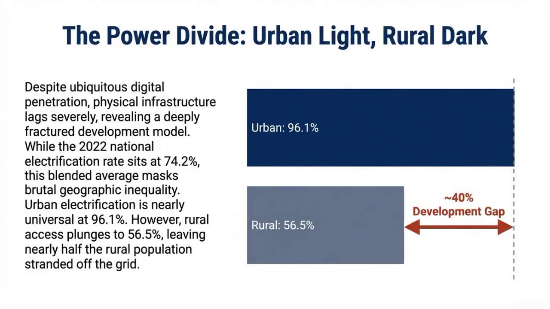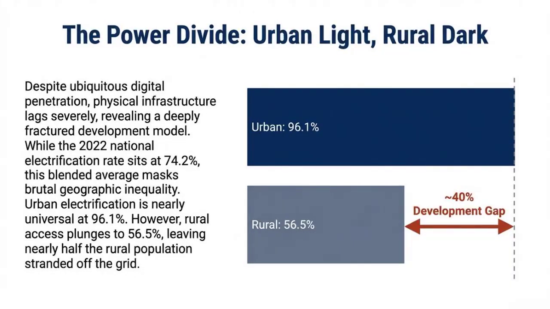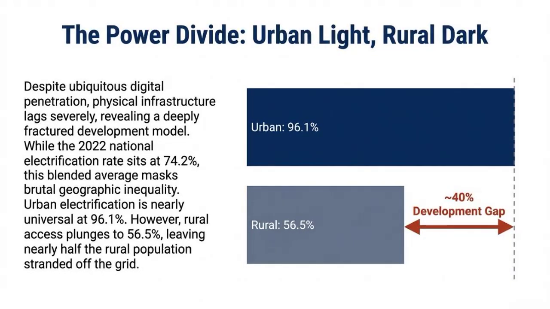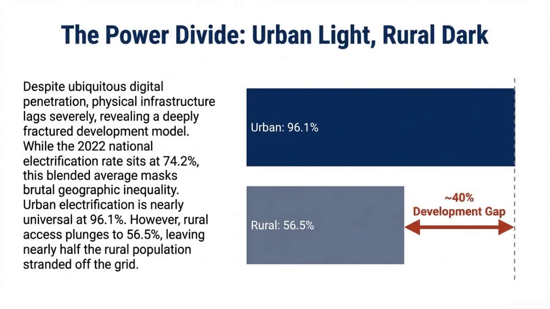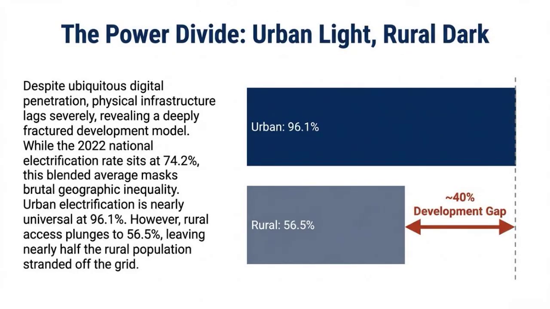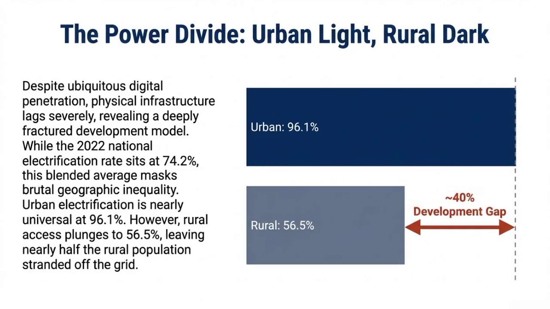And that is the exact pivot the presentation makes on slide 6. This is the structural rupture. Yeah, the illusion shatters. The presentation shifts focus from the invisible airwaves down to the physical ground. Let's look at the national electricity access rate. By 2022, it reached 74.2%. Which on paper sounds like steady progress.